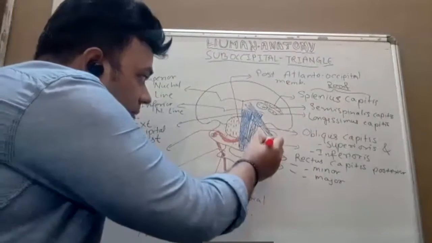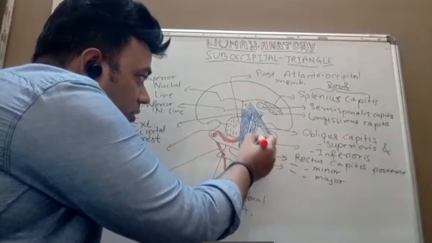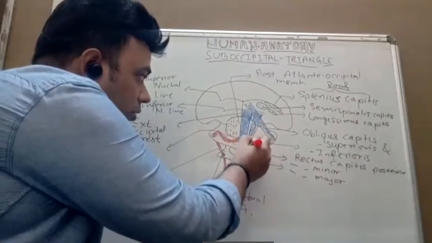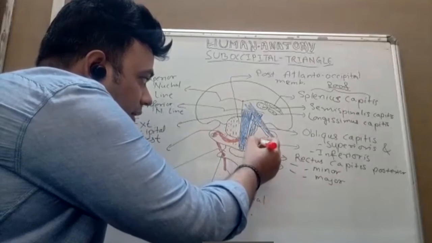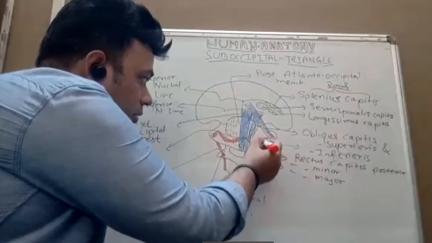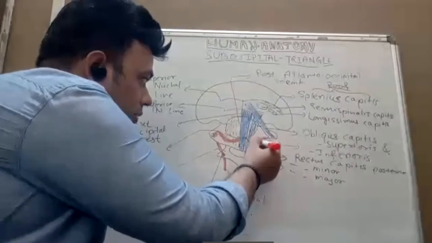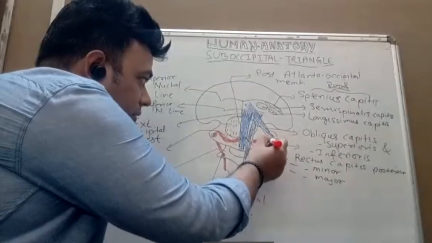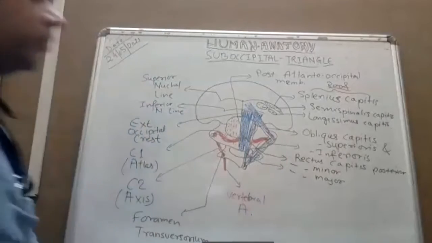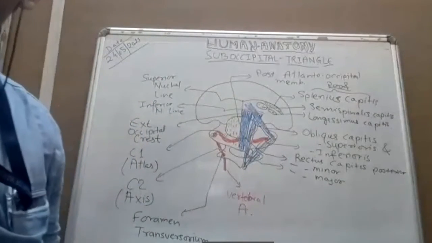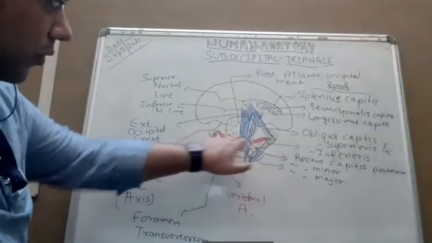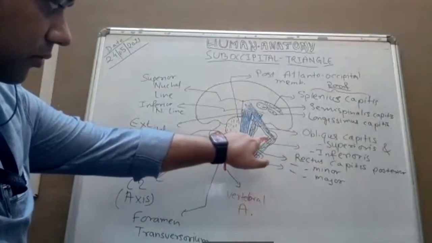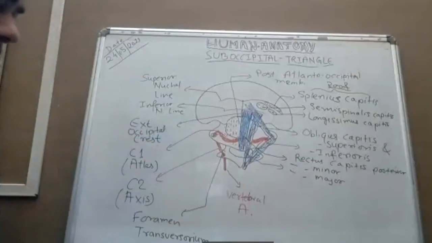So from the atlas transverse process is coming your vertebral artery. Any doubt, clear? Okay, clear? So you can see, okay. So vertebral artery is the first content of the suboccipital triangle.